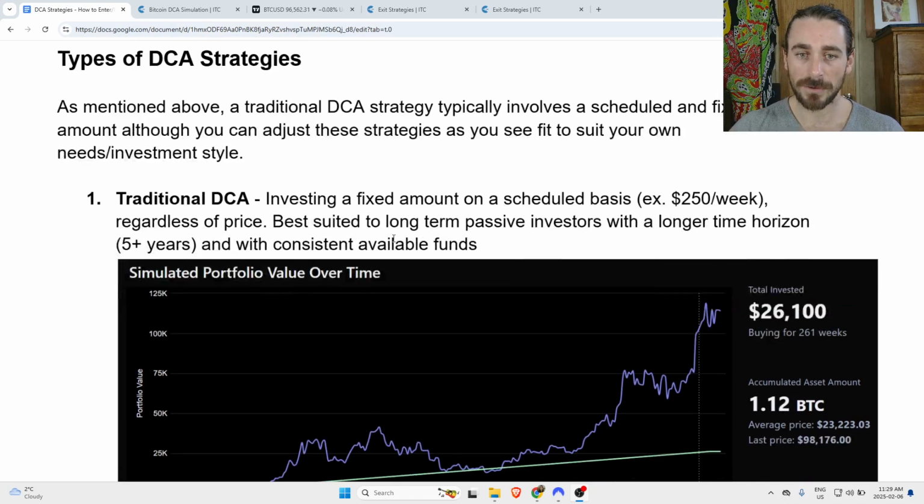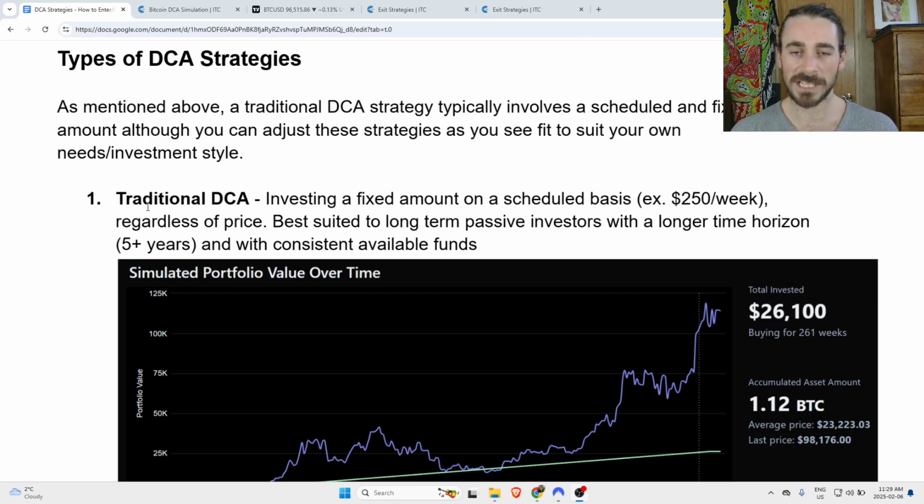It's best suited to long-term passive investors with a longer time horizon. So look at least 5+ years if you're looking at the traditional DCA. That is pretty much because, especially in crypto and macro markets as well, you look at these 4-year liquidity cycles. So almost every 4 years, we go through a bit of a downturn in the stock market as well as other markets. It coincides with this liquidity cycle.